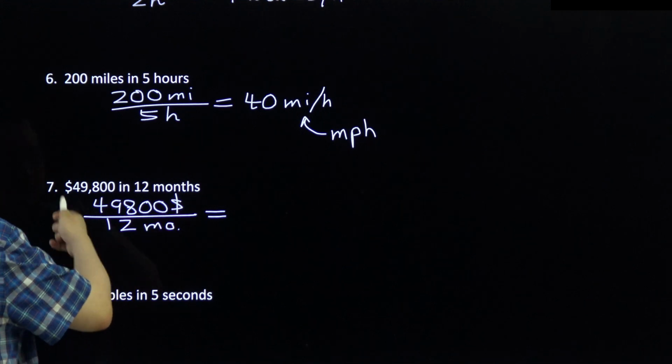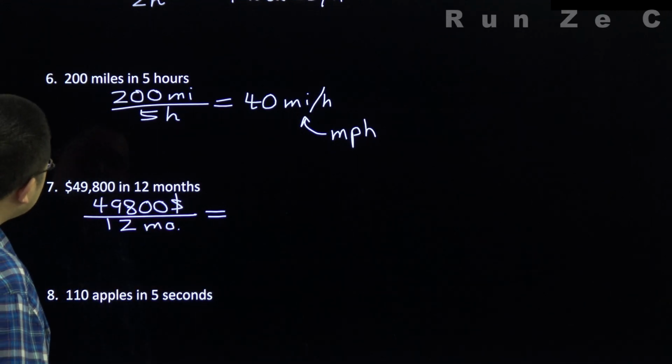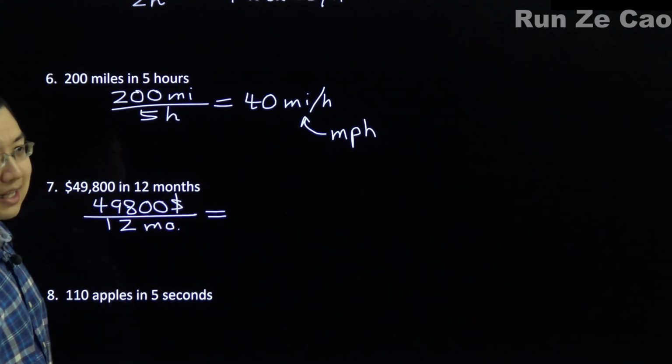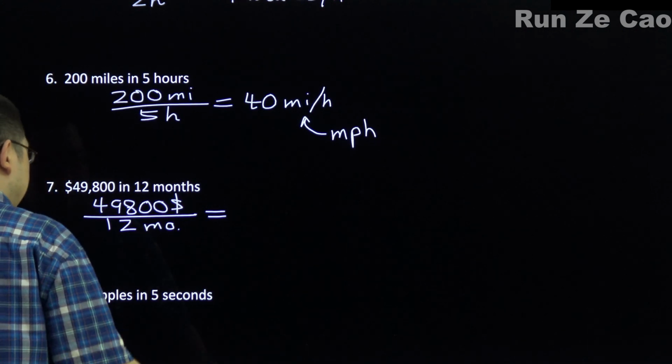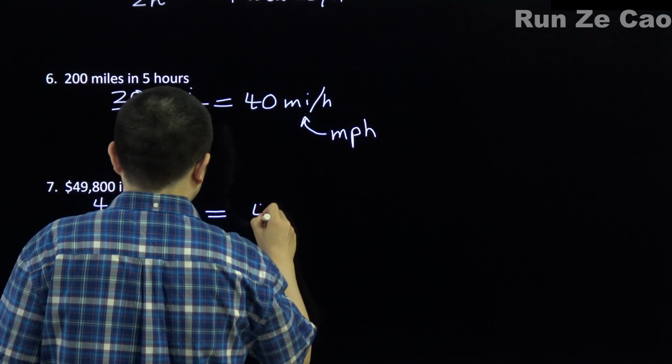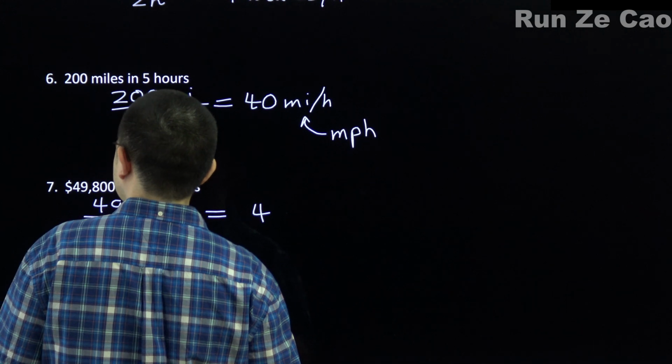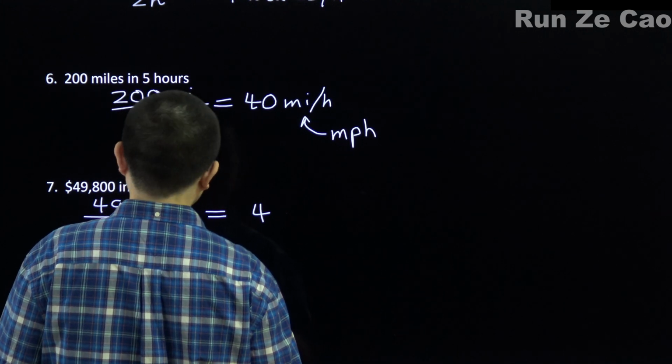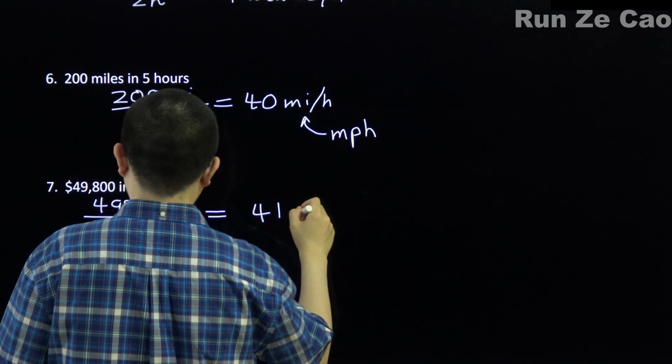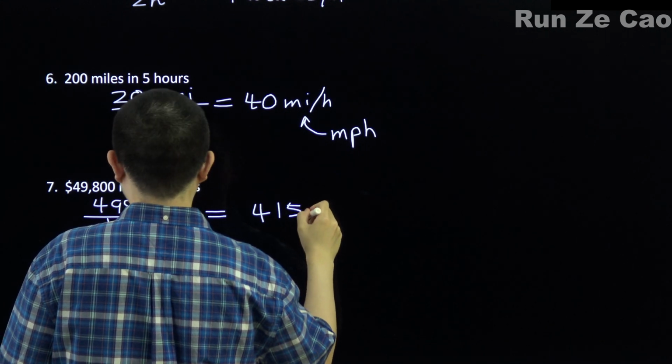So let's say we divide. What do we get? Oh, 48,000, and then 1,800. 48,000 divided by 12 gives us 4,000. And then 1,800, well, 1,200 would give us 100, and 1,800 would therefore be 150.